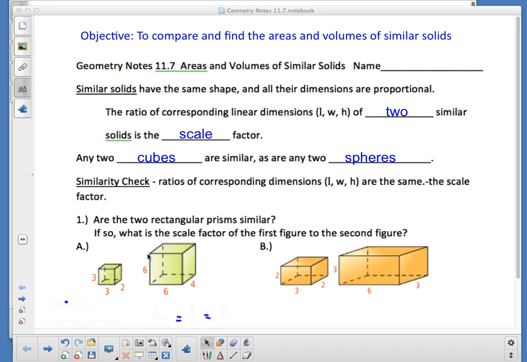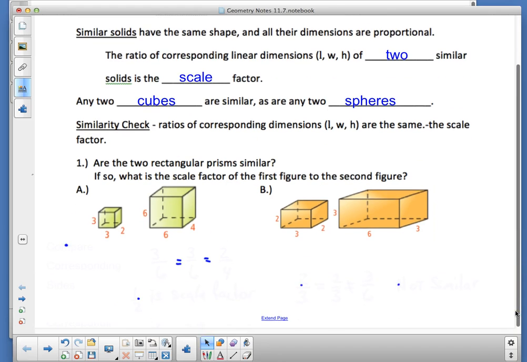Any two cubes are similar, as are any two spheres, because they only have one dimension that we have to make a transfer to get to the other, or a changeover. So here are the two rectangular prisms. Are they similar? How do we check similarity? First, we compare corresponding sides.